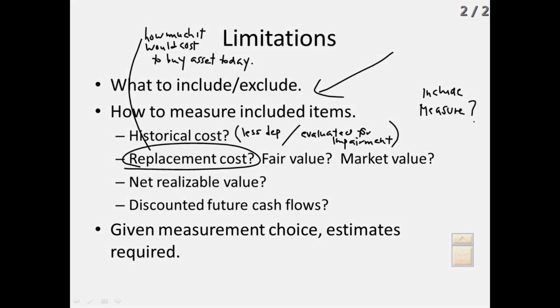Okay, well, let's say we use historical cost minus depreciation. So we're not totally naive. We understand that there's some depreciation, so we've been depreciating the asset. So we said historical cost minus depreciation, versus how much it would cost us to replace this asset right now. How do I figure out how much it would cost me to replace this asset right now?